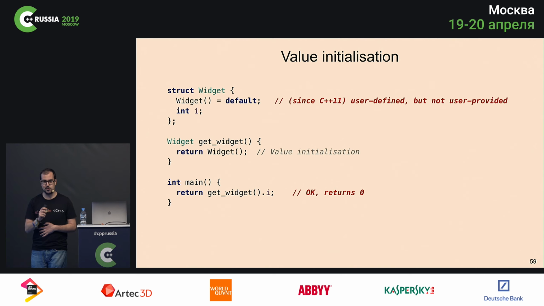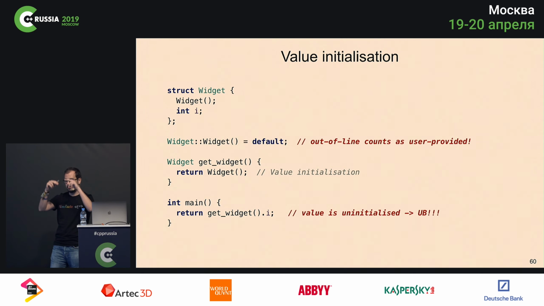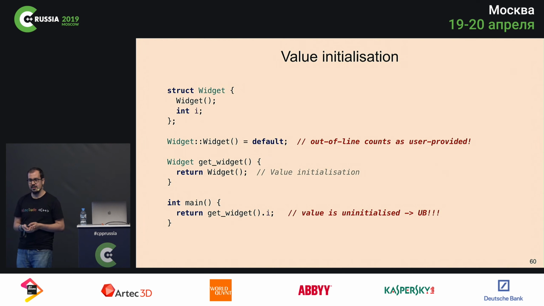OK? There's one more twist to this. What happens if you take this widget paren paren equals default and move it outside of the class? So you just don't change anything in the definition, but instead of having it inside the class, you just move it out of line. And now it again changes the meaning of your program. Because the equals default, if it's outside of the class, counts again as user provided. So it's not user provided if it's equals default, but only if it's inside the class. Yeah? So that, by just moving the equals default outside of the class, you break your program again, and now it's again undefined behavior. There's actually a logical reason for this, if you think about this.